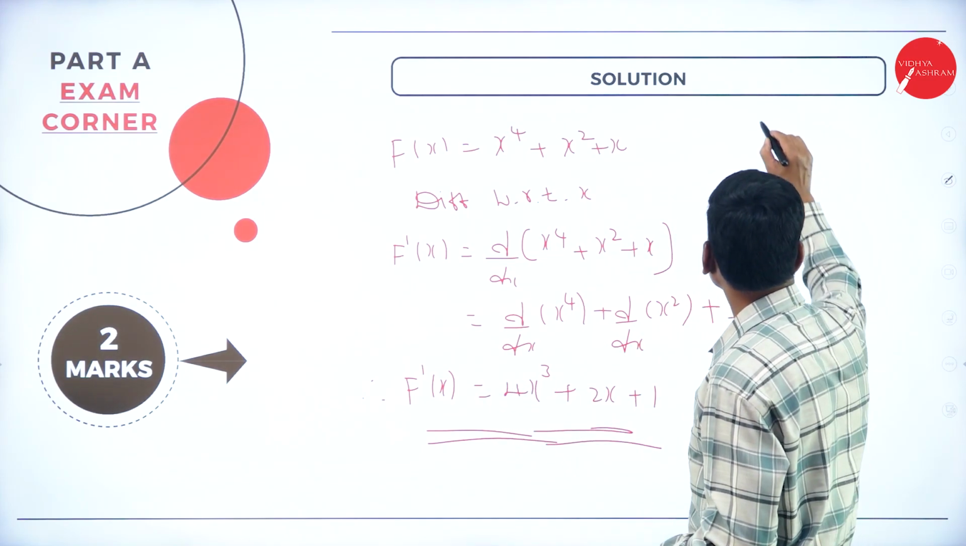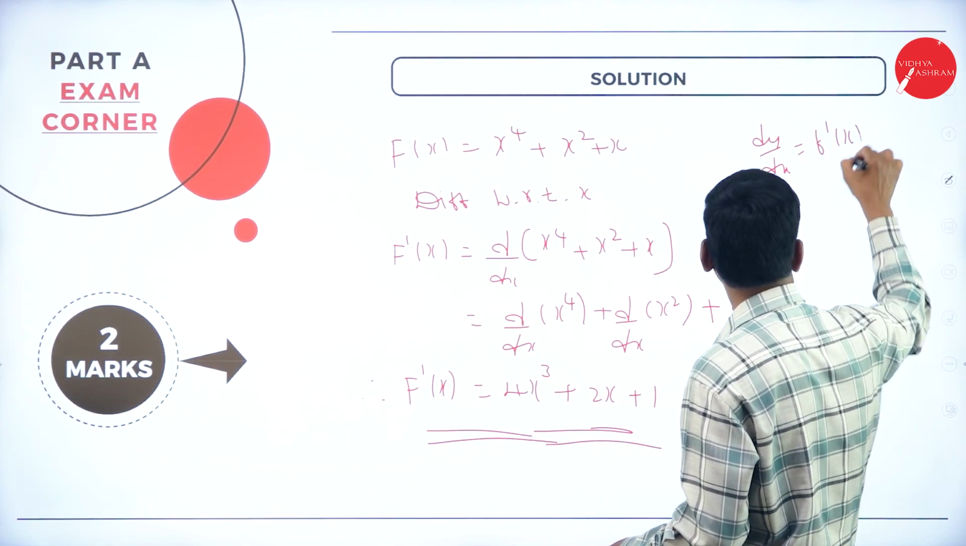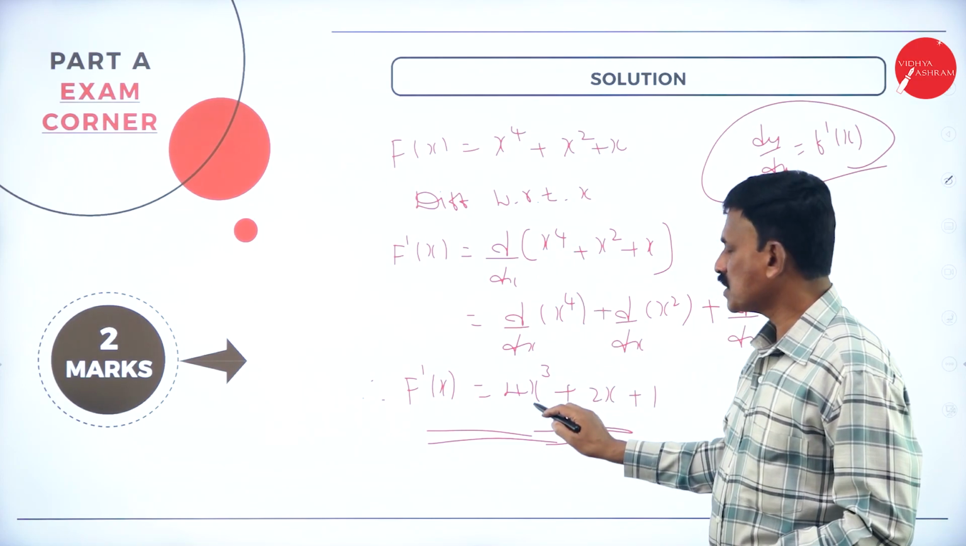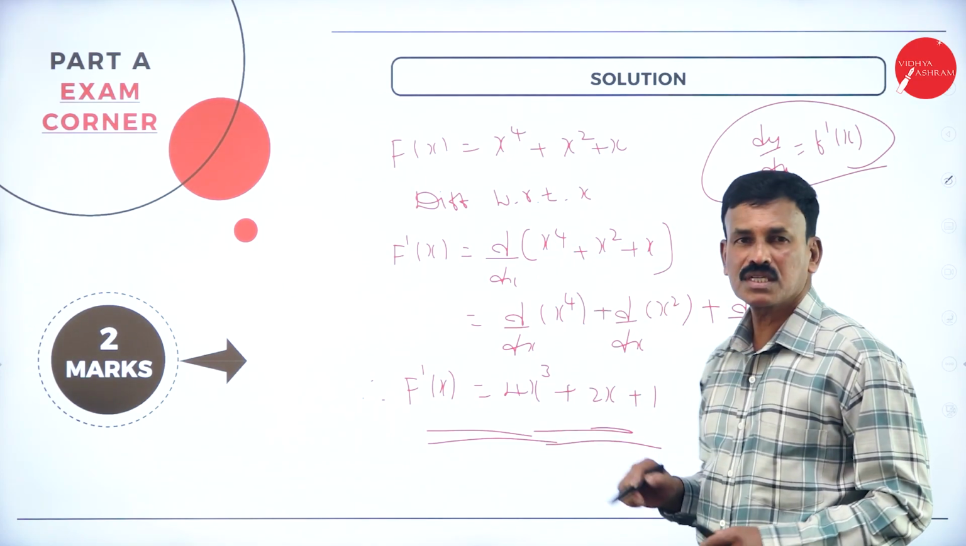First derivative is nothing but dy by dx, which is also equal to f dash of x, the first order derivative. So, differentiation of x raised to 4 is 4x cube, x square is 2x, plus x is equal to 1, is the answer.